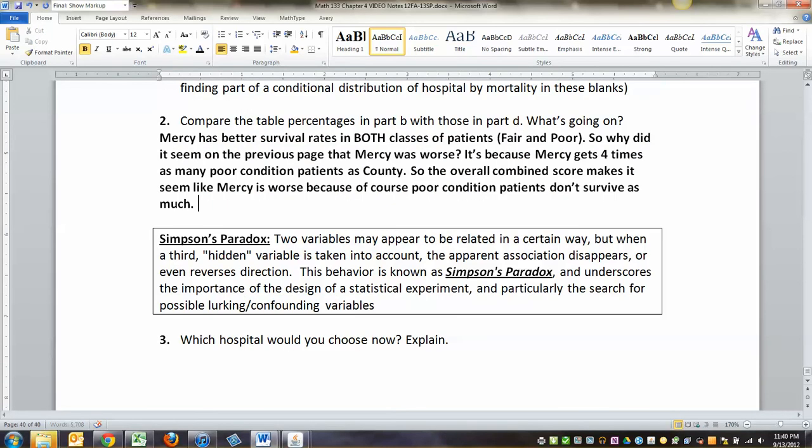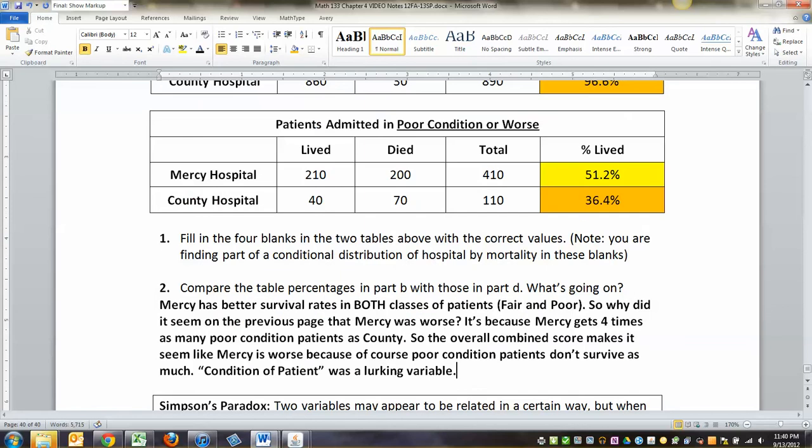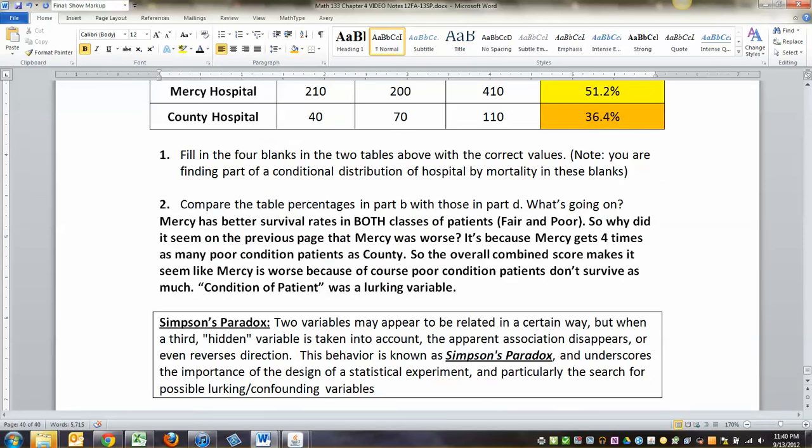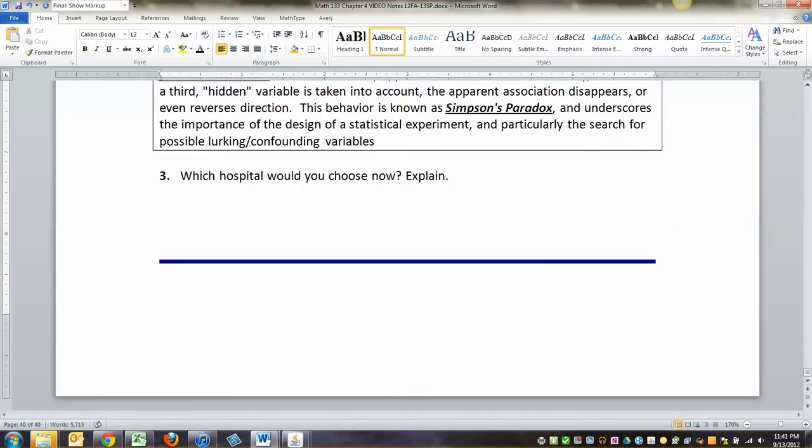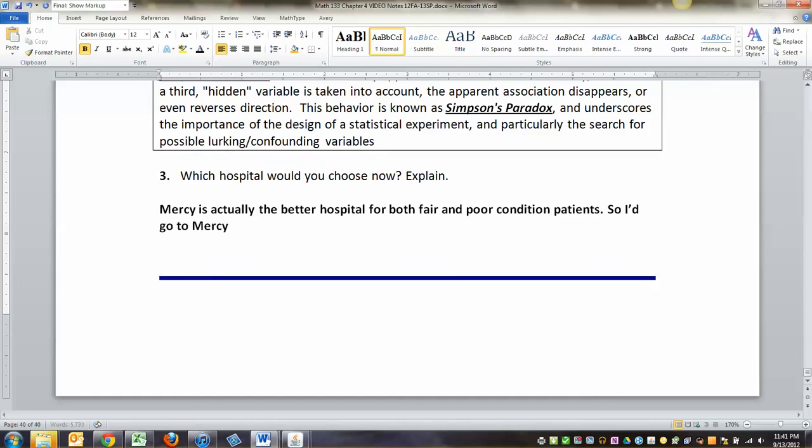So in this case, let me put it this way. Condition of patient was a lurking variable. And I've said it before, but I'll say it again. This is why correlation does not mean causation. It seems like it's one way, but then you get this other variable in there, and it totally messes up the mix, right? So it's totally a lurking variable in the background. So Mercy is actually the better hospital for both fair and poor condition patients. So I'd go to Mercy.